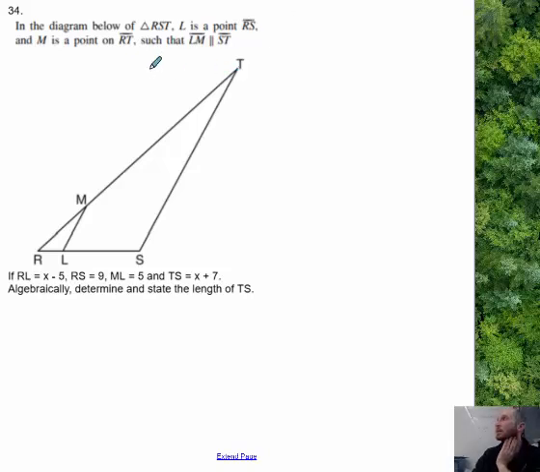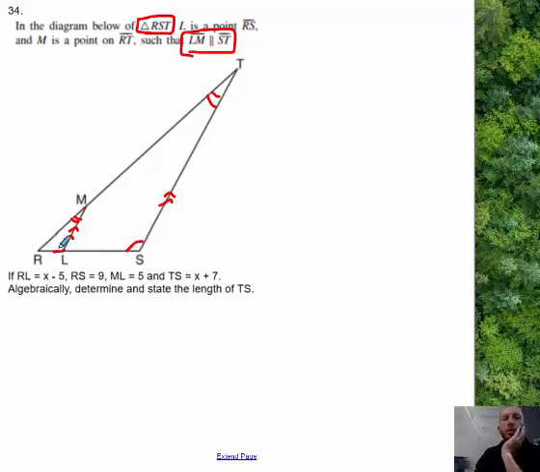Alright, number 34, four-pointer. In the diagram below of triangle RST, big triangle, one that people struggle to visualize, point L is on RS and M is on RT, such that LM is parallel to ST. And that is important because parallel lines create congruent angles. Congruent angles create similar triangles.